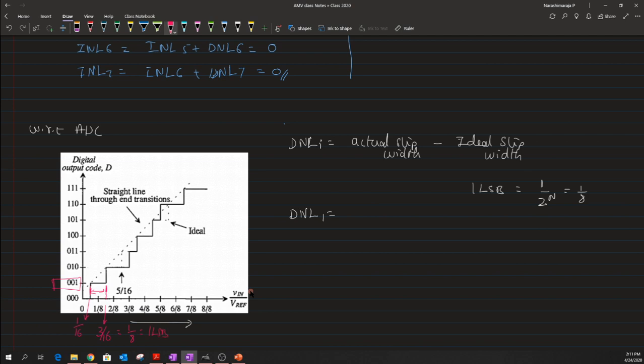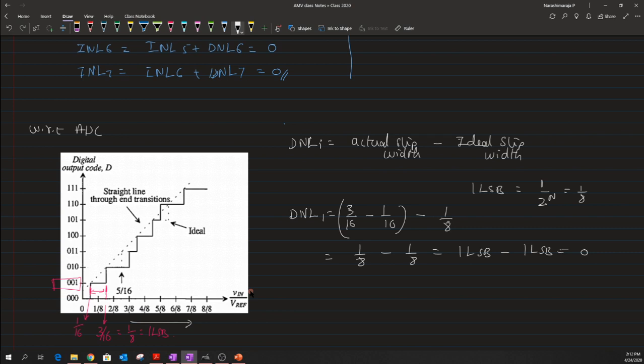Okay, so we'll be utilizing the actual step width as 3 by 16 minus 1 by 16, minus a 1 LSB value which is 1 by 8. The difference comes out to 1 by 8 minus 1 by 8, or you can rewrite this 1 by 8 in terms of LSBs as 1 LSB minus 1 LSB, which should end up having a result of 0 for a DNL of 1.